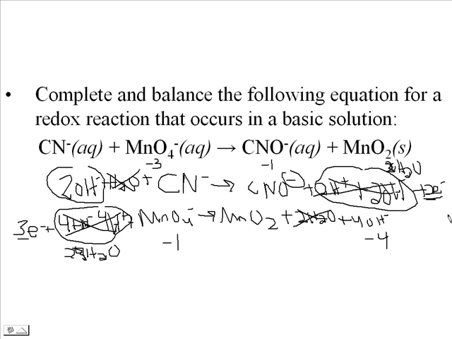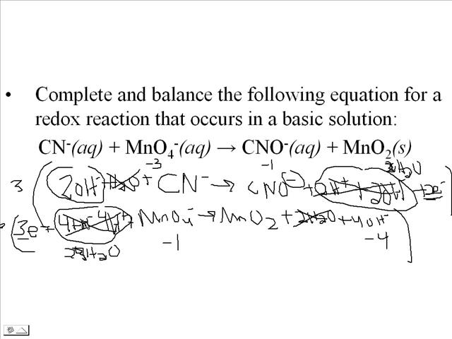So now we can take this equation here and we go, okay, 3 electrons gained, 2 electrons lost over here. We have to make them the same. So this whole thing we're going to multiply by 3. And this whole thing we're going to multiply by 2.